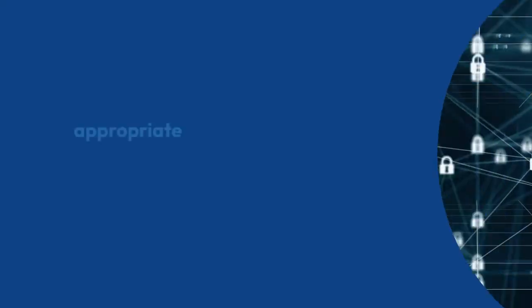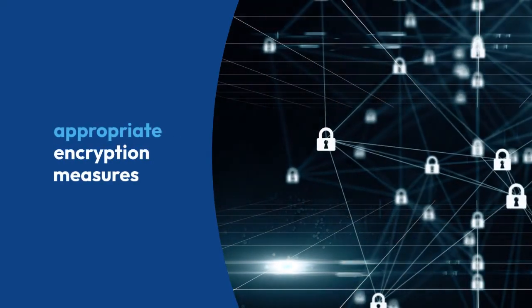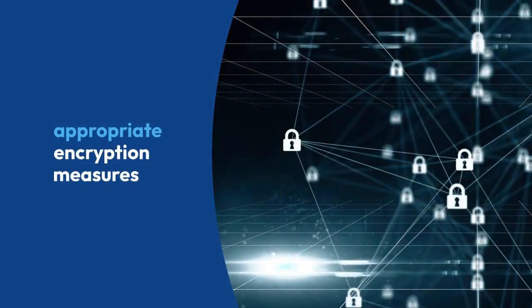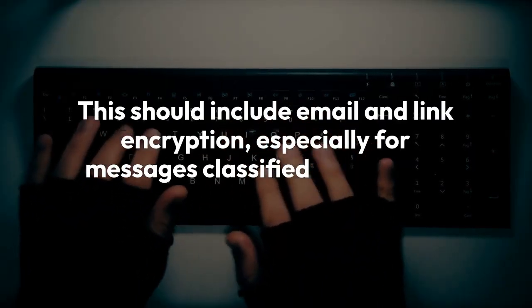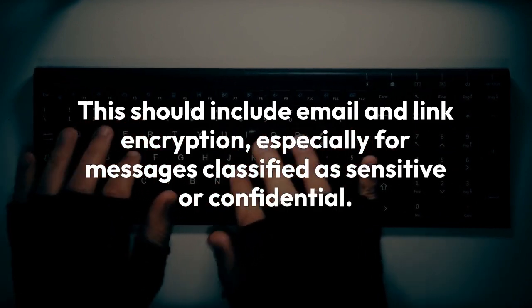Encryption. Check whether the organization has appropriate encryption measures in place for electronic messaging systems. This should include email and link encryption, especially for messages classified as sensitive or confidential.